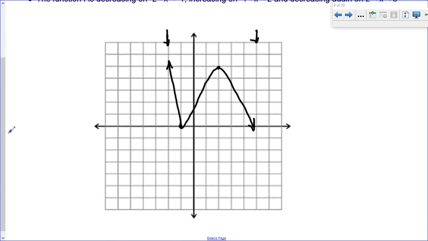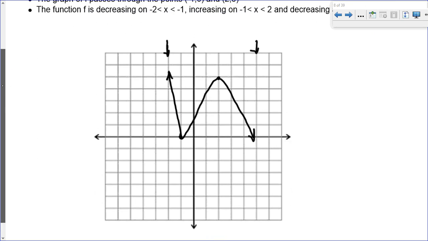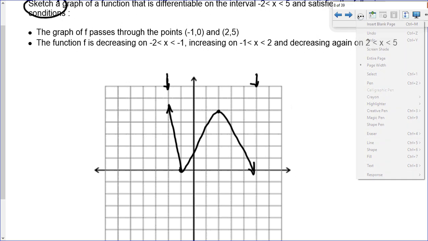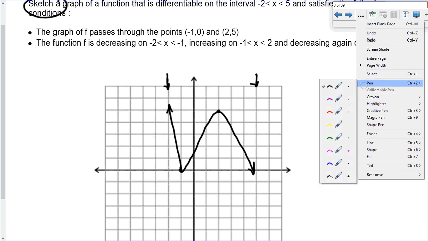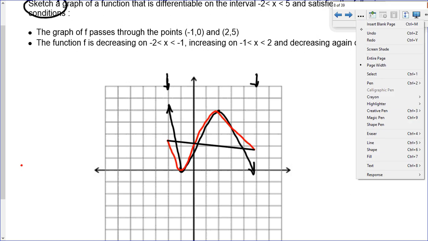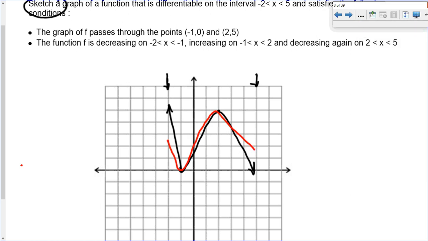Okay, and the key point here about sketching is this could be a very different sketch. Okay, I could have a very different sketch. Let's do it in red. Okay, that maybe looks like this. Okay, so that satisfies my criteria, right? It has 2 points, and it's decreasing, increasing, and decreasing.